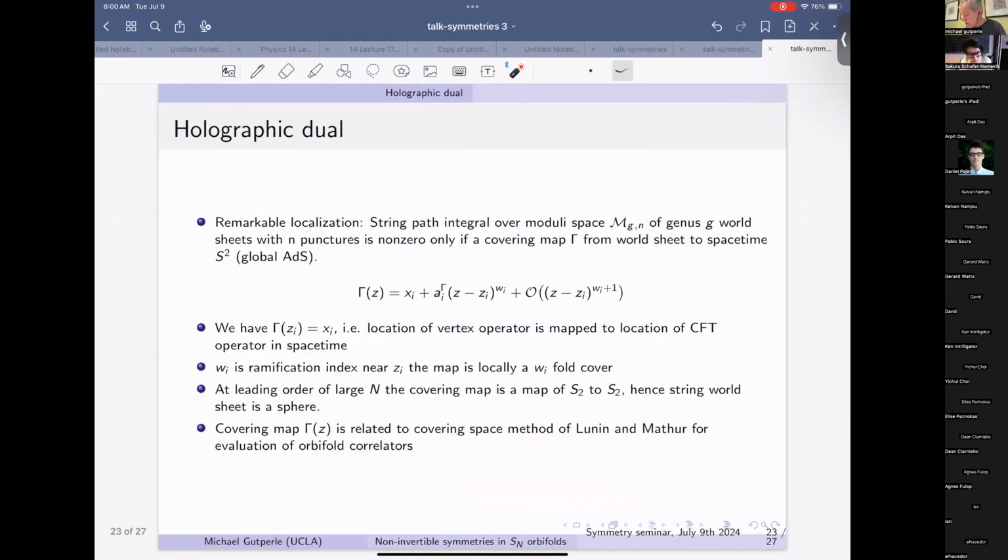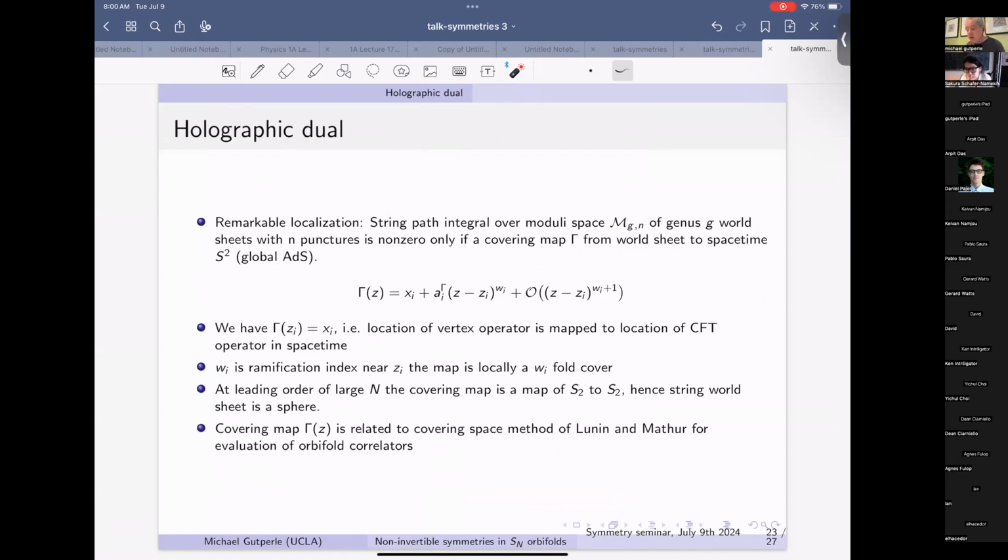But what happens, and this is a special feature of this k equals 1 string theory, is that there is a localization. That is a string path integral in principle: we integrate over all worldsheets, of all genus, with all punctures, where the moduli space also moves the punctures around, etc. But it is only non-zero if there is actually a covering map from the worldsheet to the space-time.